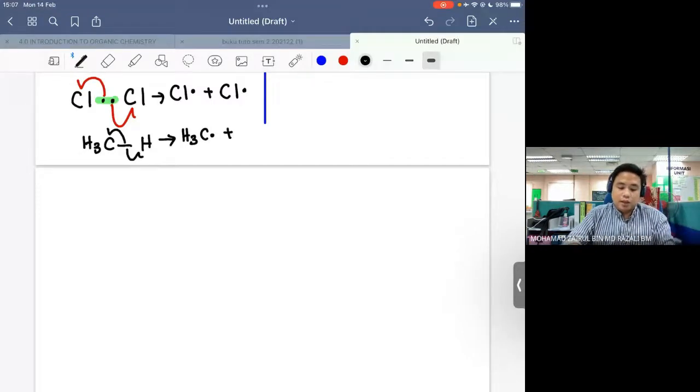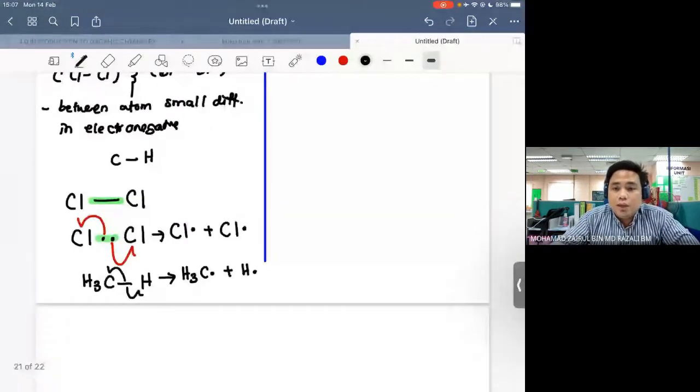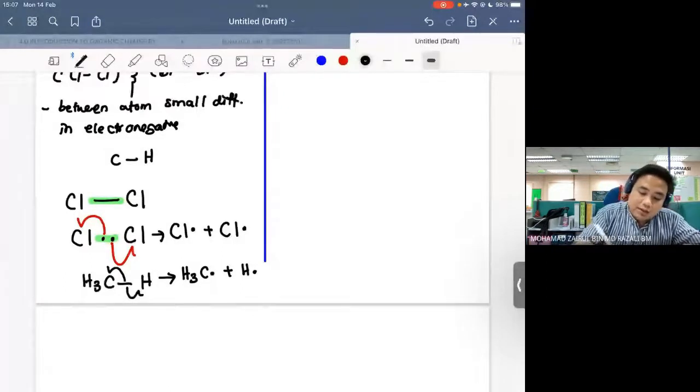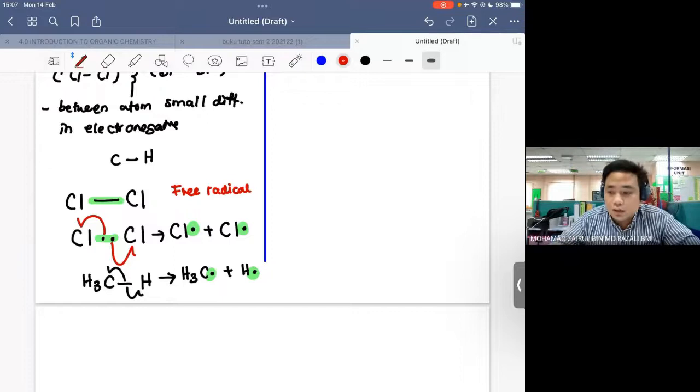So if you look at the product of the homolytic cleavage, we will see it produces a species with an unpaired electron. Okay, a species with an unpaired electron, we call it a free radical. So any species that has an unpaired electron, we call it a free radical. So a homolytic cleavage of any organic compound will produce a free radical.